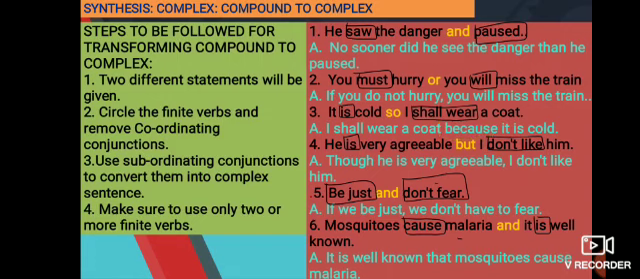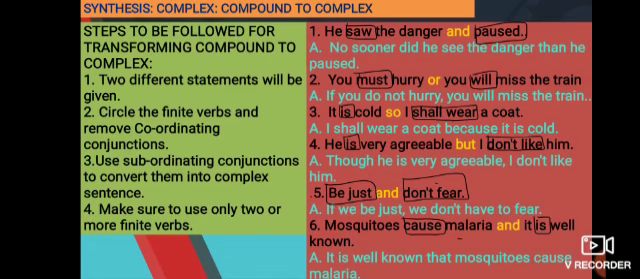Number 4, he is very agreeable but I don't like him. Okay, this shows contrast. Is and don't like, two finite verbs, joined with a coordinating conjunction that shows contrast. So you use the subordinating conjunction that shows contrast. You can use though, although, yet, even if. So you can write though he is very agreeable, I don't like him. You can use although also: although he is very agreeable, I don't like him. You can use even though also. Even if also could be used, and although and yet also could be used.